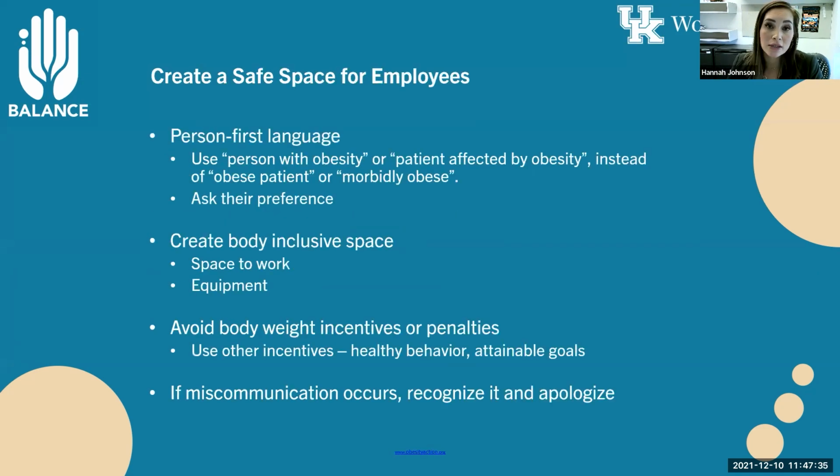Additionally, create a safe space for individuals. So I work in behavioral health and psychiatry. So person first language is the norm for me, but it's not necessarily something that comes naturally to people. So we no longer use the term alcoholic or schizophrenic. We use a person with an alcohol use disorder or a patient with schizophrenia. The same goes when talking about individuals. So a person with obesity or a patient affected by obesity, instead of an obese patient or morbidly obese, which is a stigmatizing term in itself. And then ask the person their preference if it needs to come up.